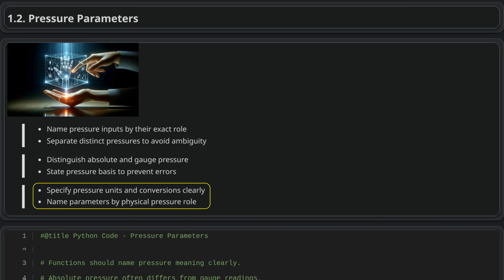Pressure parameters must clearly define their units, such as pascals, bar, atmospheres, or pounds per square inch, because the same number can mean very different things in different systems. A function should use one unit system consistently or explain how conversions are handled. Clear parameter names that show both the role and expected units make engineering calculations safer, more reliable, and easier to reuse.